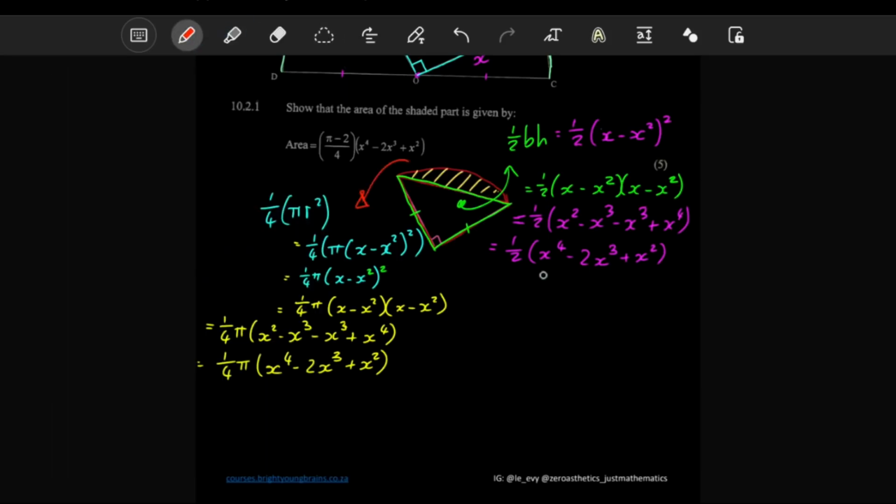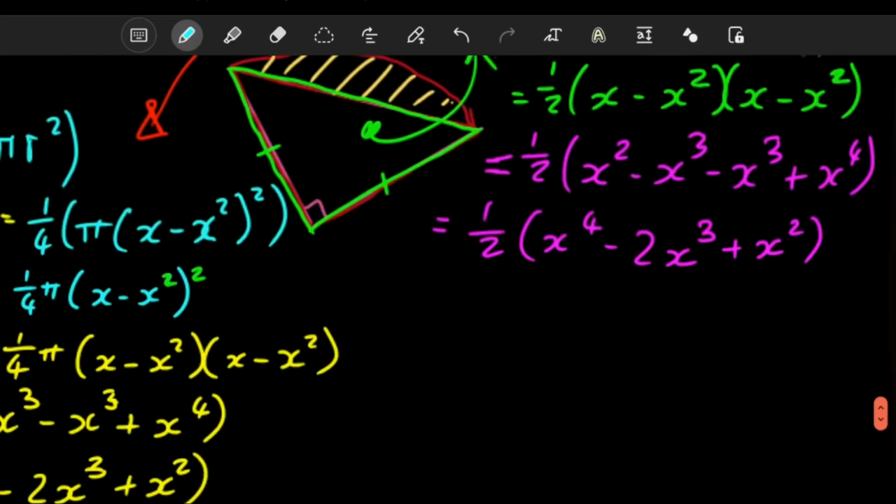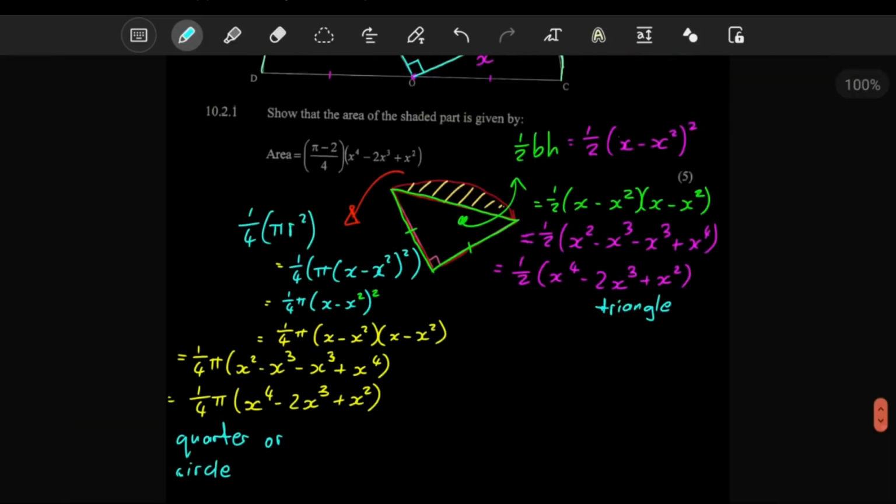And now what? So we have the triangle. We have the quarter of a circle. I hope this is how you spell quarter. And then here, this is our right angle triangle. There we go. So we're going to say the quarter of our circle minus the triangle over there.